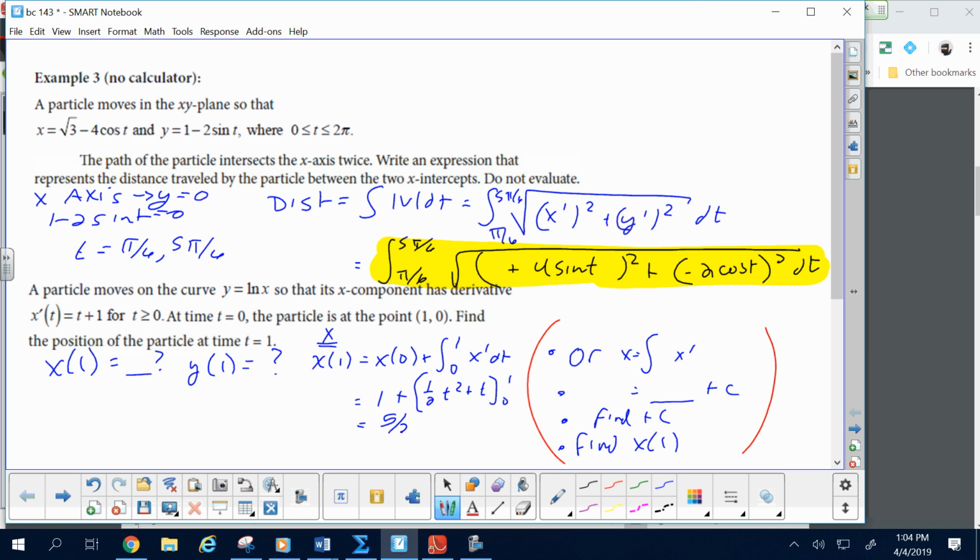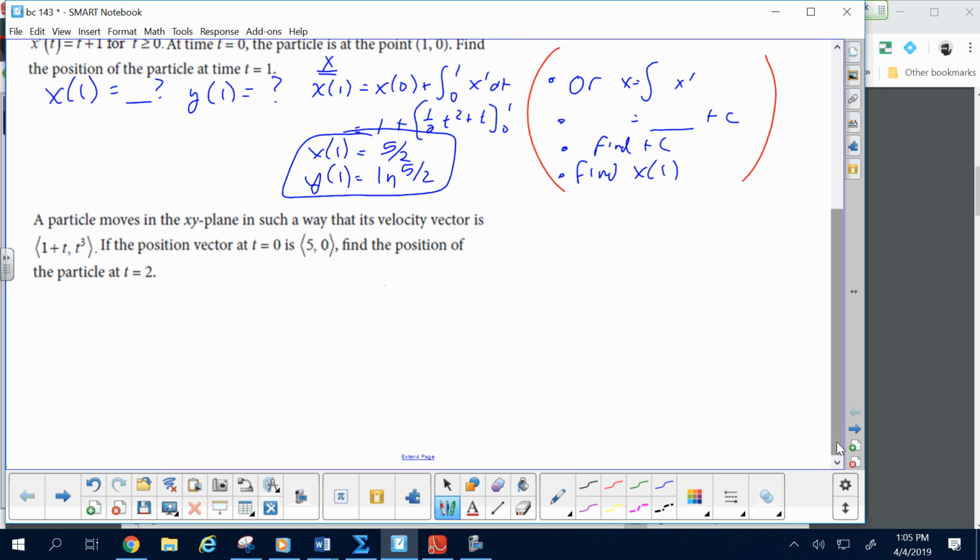How are we doing on the next one? Did you get x is 5 halves? Yes? Okay. And y then, how do you find y at 1? It's natural log of whatever x is, right? So it's natural log of 5 halves. So our final answer then is x of 1 is 5 halves, y of 1 is log of 5 halves. That's the position at time 1. Cool? Cool.